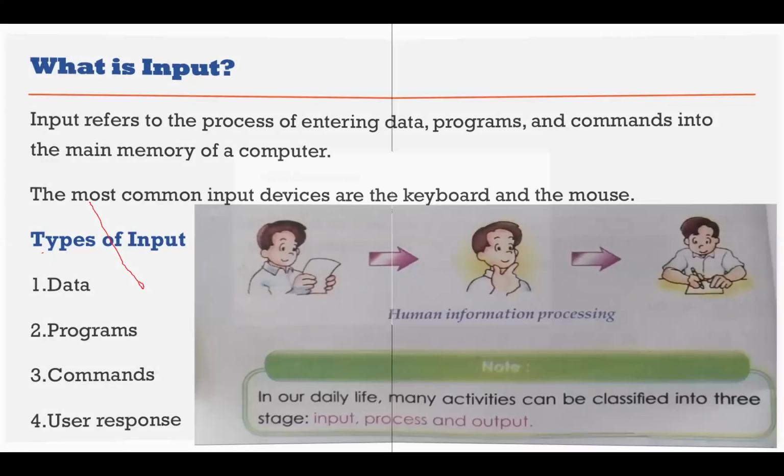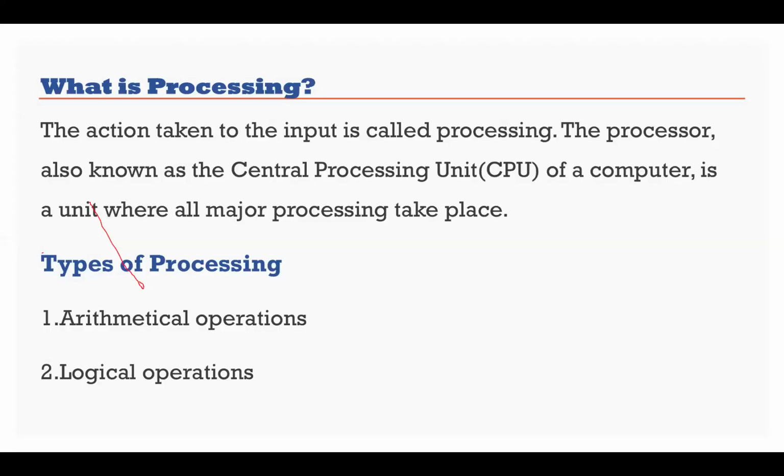Now what is processing? The action taken on input is called processing. The processor is also known as the central processing unit. So whatever processing is done is done with the help of the central processing unit. There is a microprocessor. All the major processing takes place in the CPU. Whatever you do, that is done in the CPU.